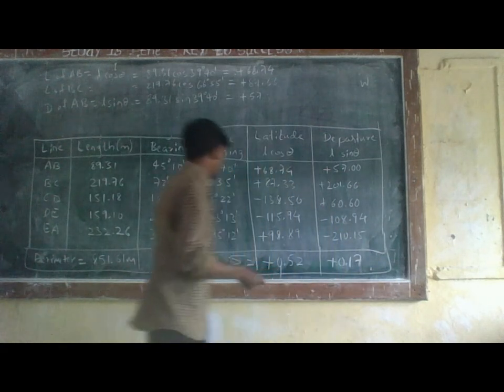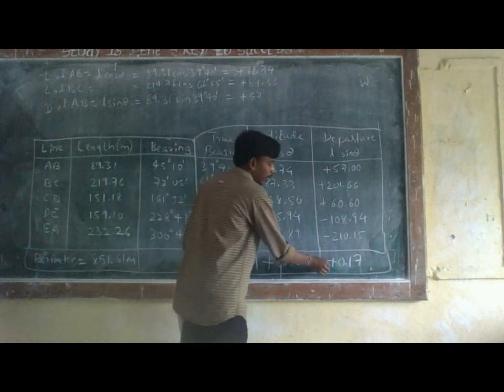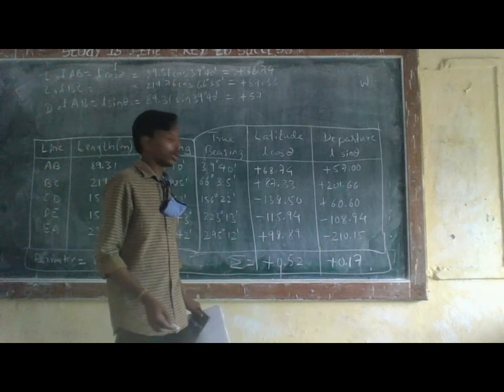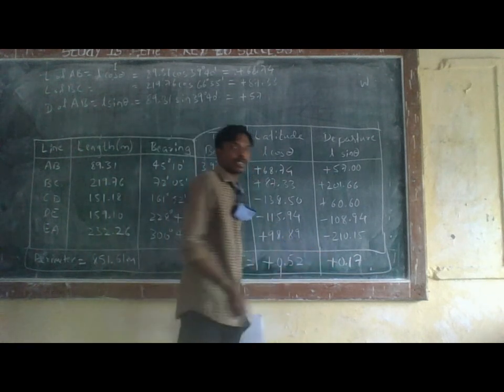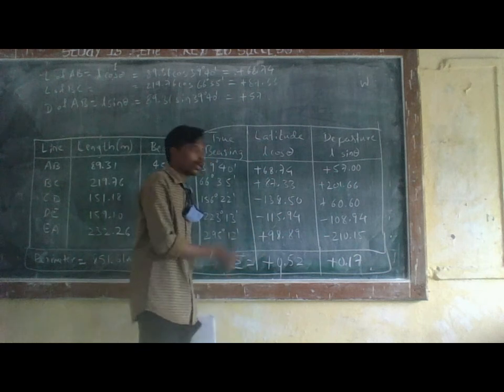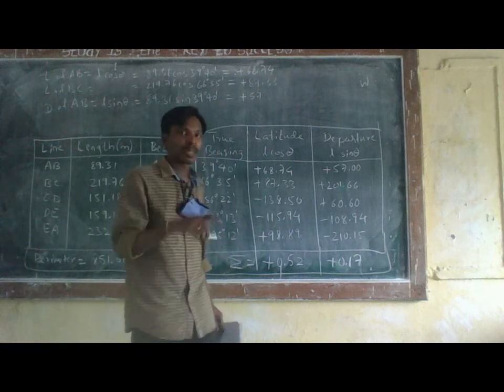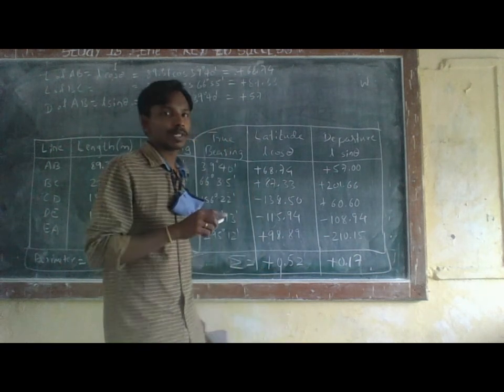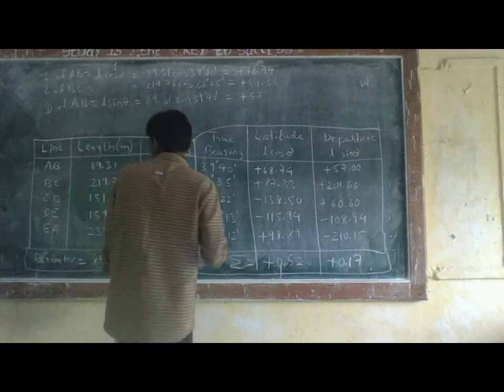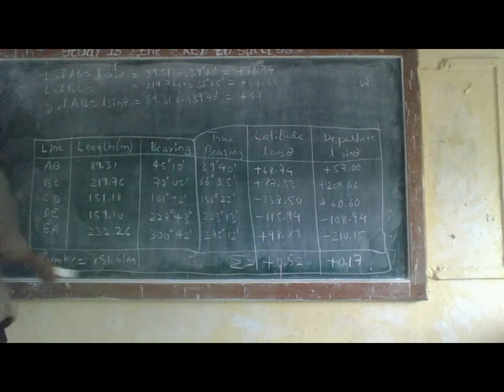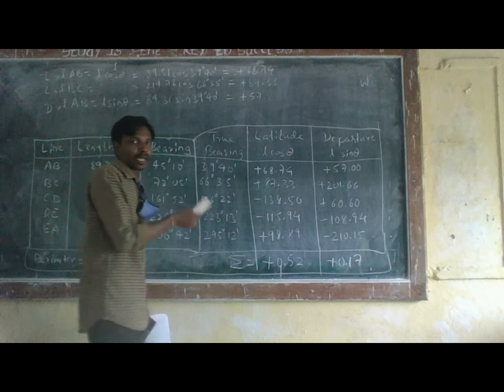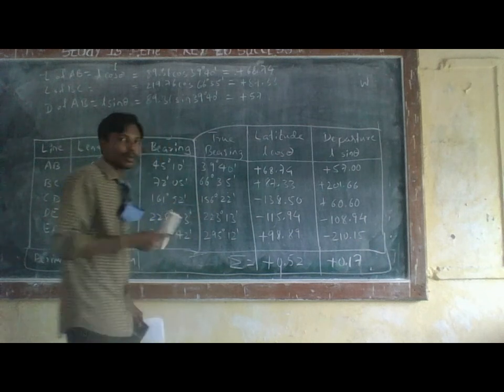See here, both latitude and departure are positive. If latitude and departure are positive, then the error is in which quadrant? First quadrant, northeast. So for the theta calculation, where will it fall? First quadrant.